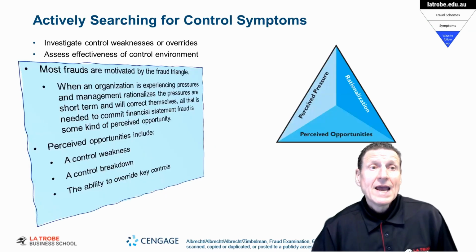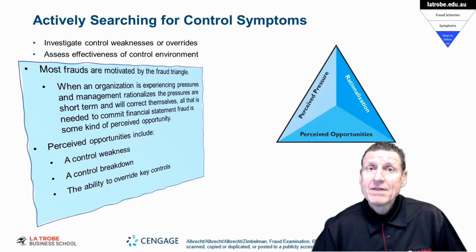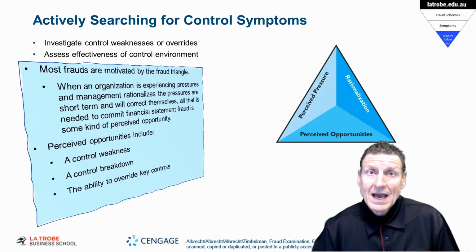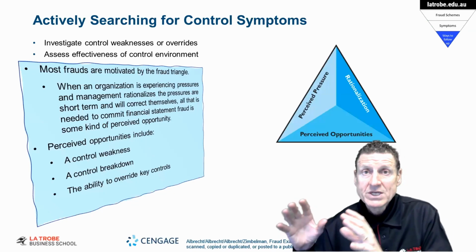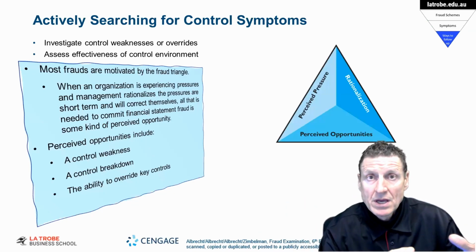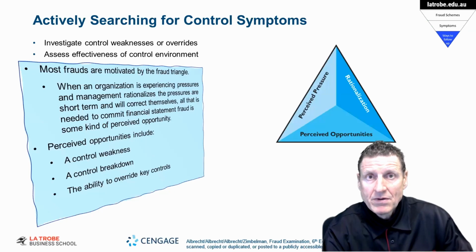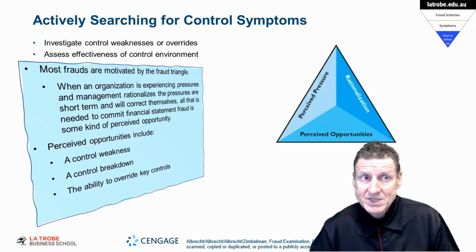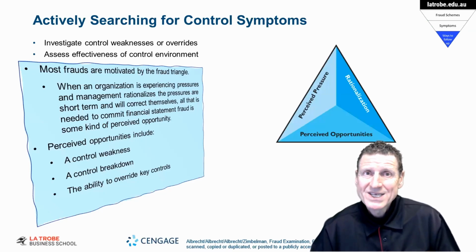All right. And we can look for control symptoms. Most frauds are motivated by the fraud triangle. Remember, perceived pressure, the opportunity, and rationalization. So internal controls are all about preventing fraud. They're all about reducing the perceived opportunities. Okay, so you have a good internal control system, but also you have to have a good tone at the top and a good non-fraud culture in place. All right. Remember what we said in the earlier chapters. All right. So you're always looking for weaknesses in these areas under internal control.